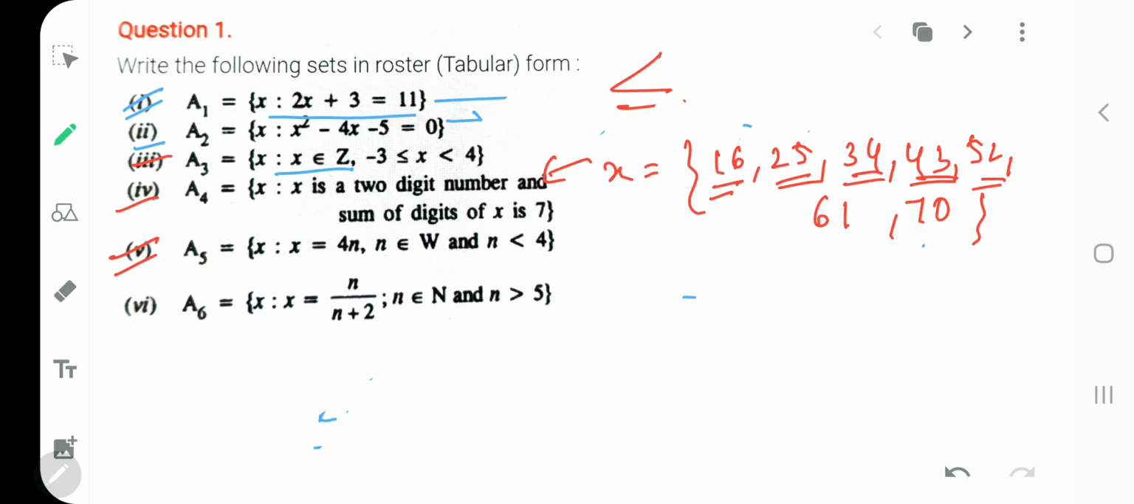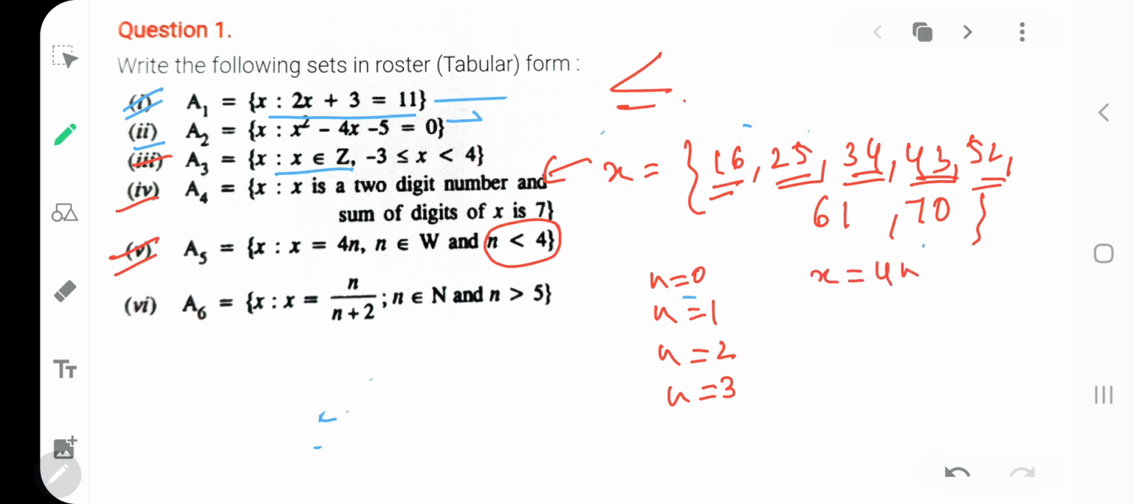x is equal to 4n, n belongs to whole numbers and n is less than 4. Now n belongs to whole numbers. That means n can be 0, n can be 1, n can be 2 and n can be 3. I will not take 4 because n is less than 4, so 4 will not be included. Clear? Now what is x?